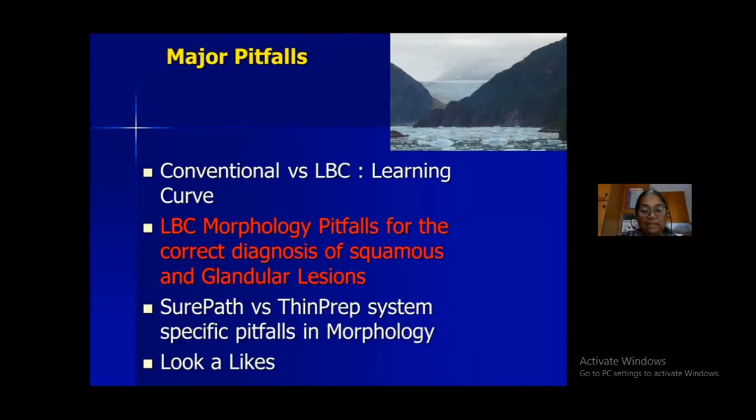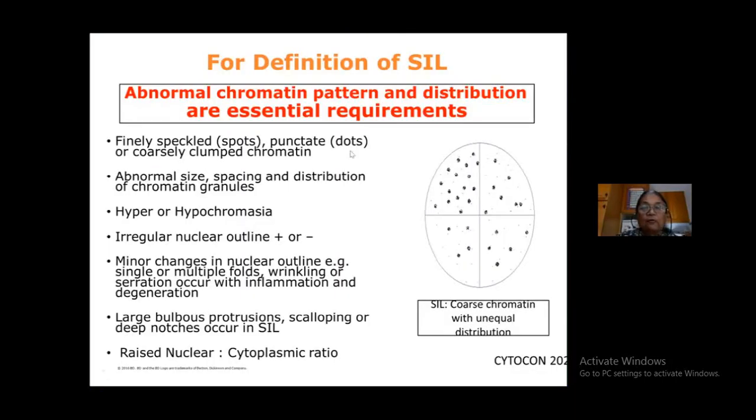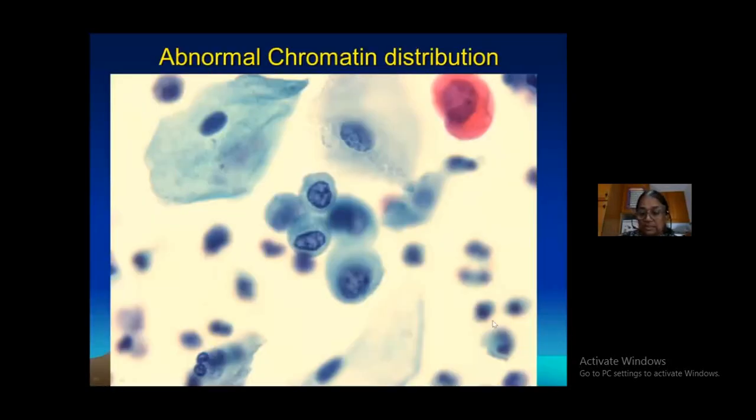The next one is LBC morphology pitfalls for the correct diagnosis of squamous and glandular lesions. For definition of SIL, abnormal chromatin pattern and distribution. Distribution is extremely important, an essential requirement. So every time when you are screening, try to just imagine and divide the nucleus in 4 quadrants and see the chromatin distribution in each quadrant. If it's unevenly distributed, unequal distribution means SIL.